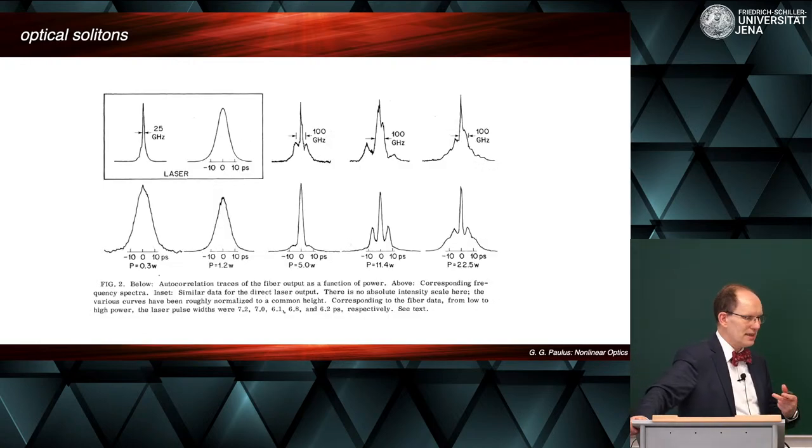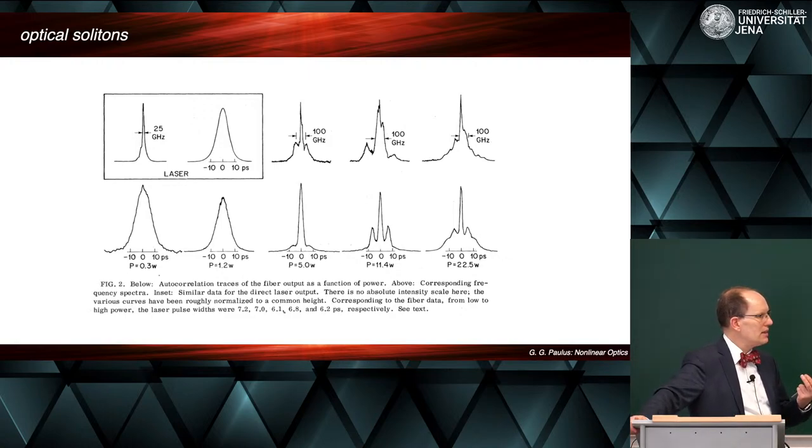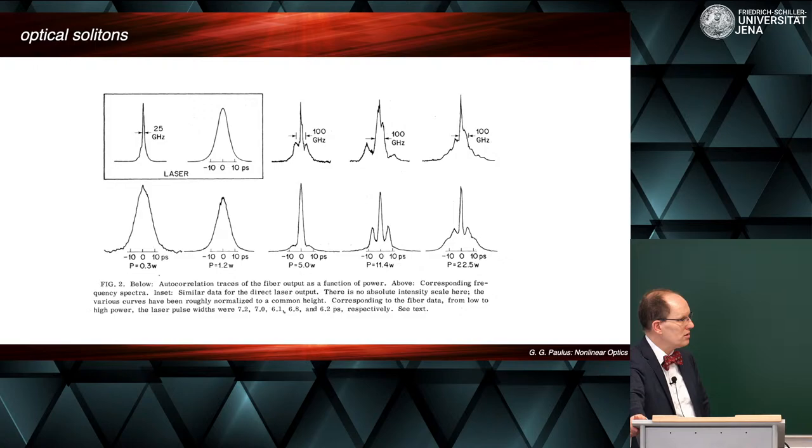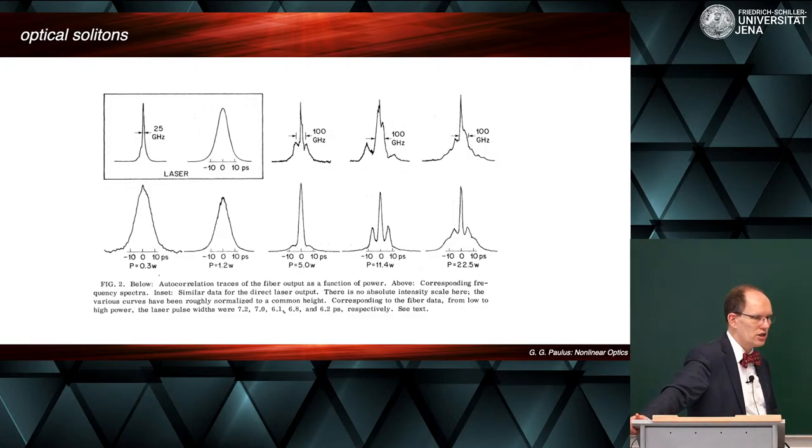What you see are some characteristic things, namely that the pulse width, the duration of the soliton, gets narrower and narrower the higher you make the intensity. What happens if you make the intensity higher? Then you produce a higher nonlinear refractive index, and then the chirp induced by self-phase modulation, the thing that we discussed in the last lecture, gets stronger.